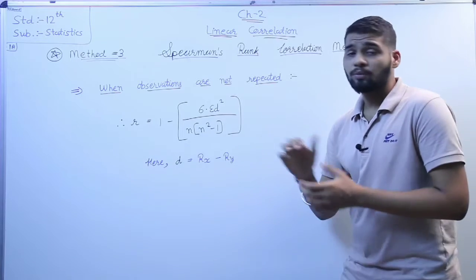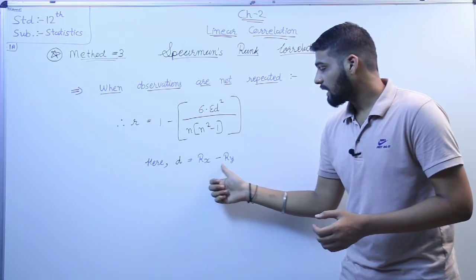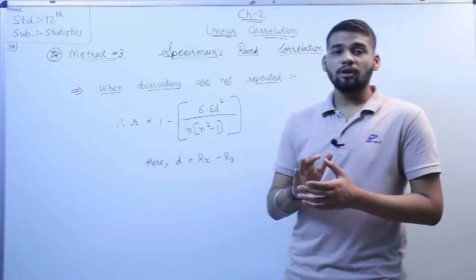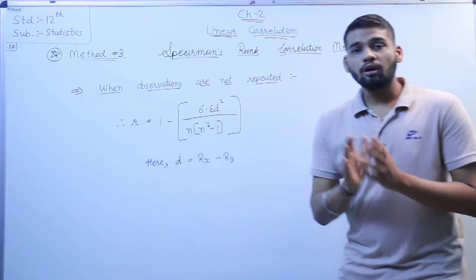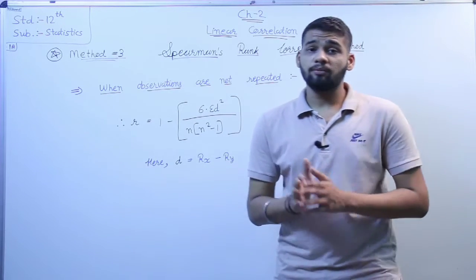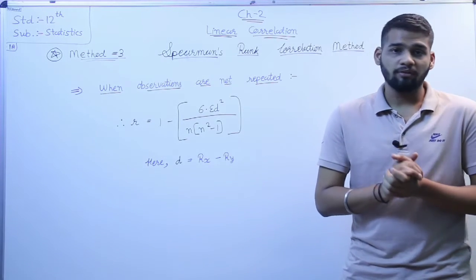Here, what is sigma d? d is equal to Rx minus Ry. So what is Rx and what is Ry? Rx means rank of variable x and Ry means rank of variable y. So how do we give the rank of variable x and variable y?